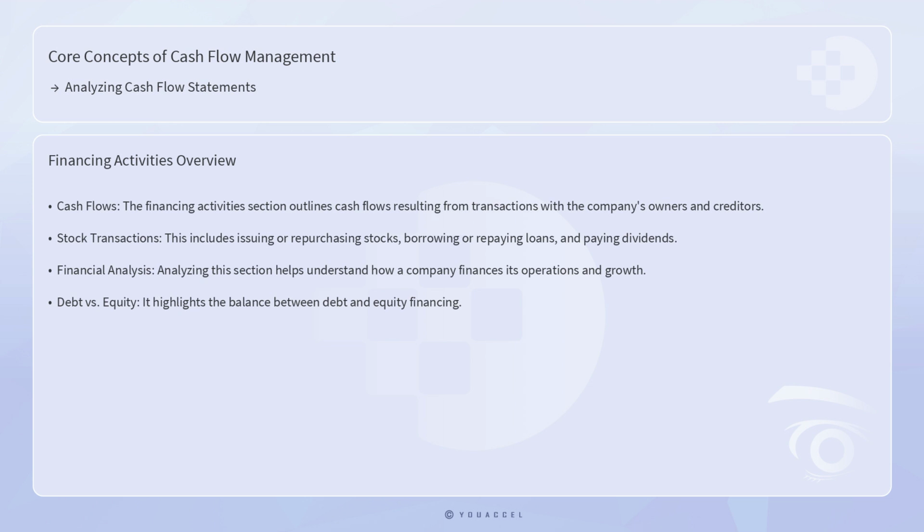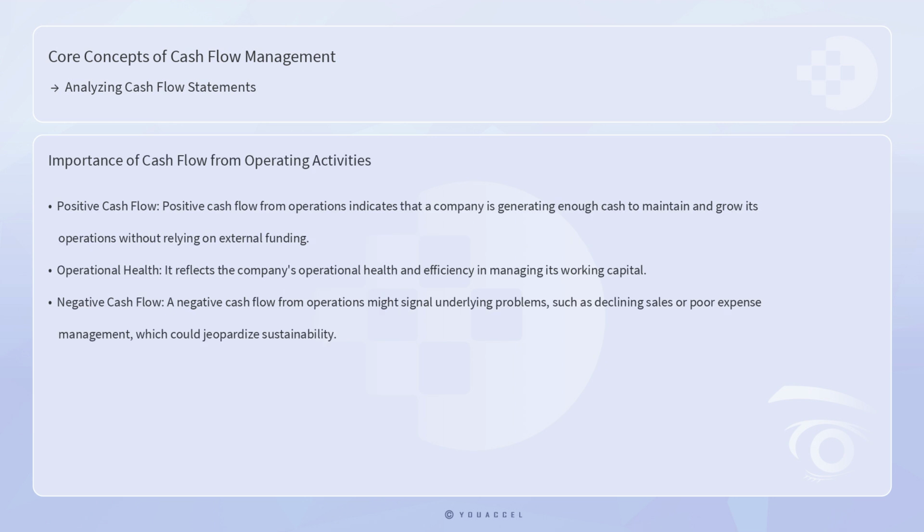The financing activities section outlines cash flows resulting from transactions with the company's owners and creditors. This includes issuing or repurchasing stocks, borrowing or repaying loans, and paying dividends. Analyzing this section helps understand how a company finances its operations and growth, and the balance between debt and equity financing. To delve deeper, consider the importance of cash flow from operating activities.